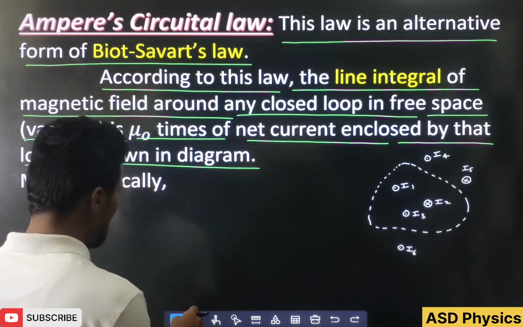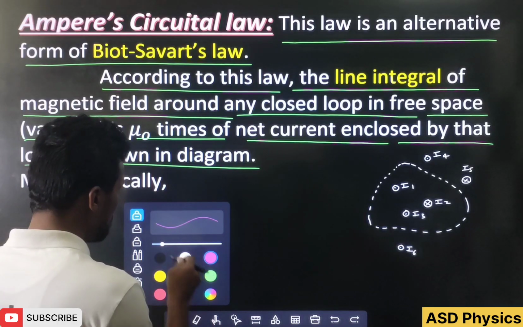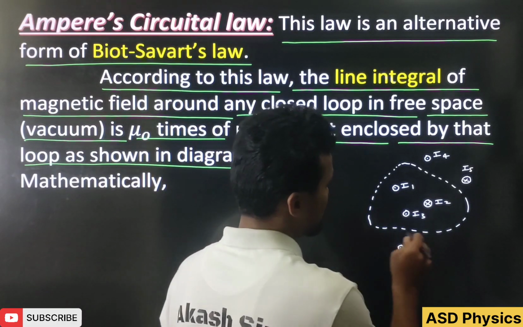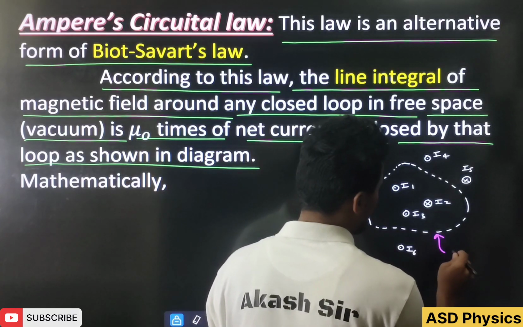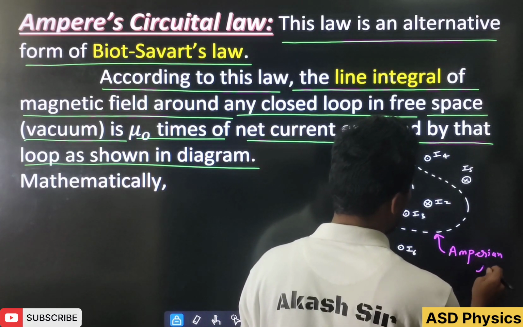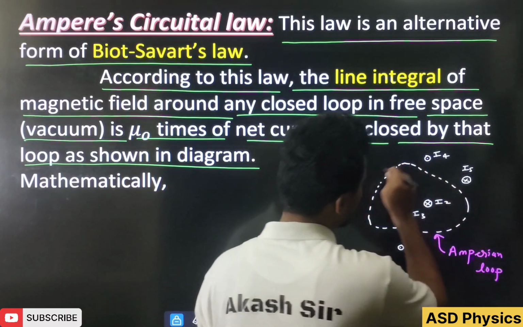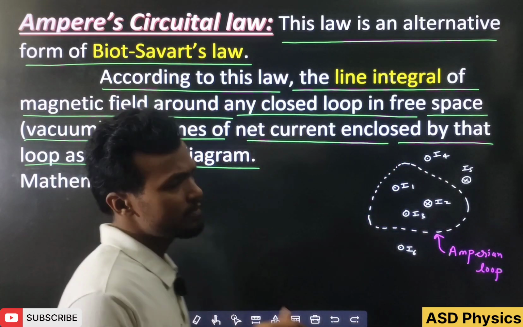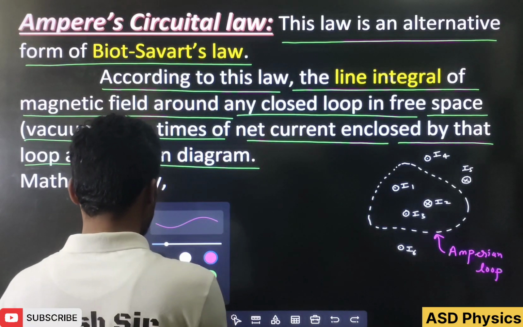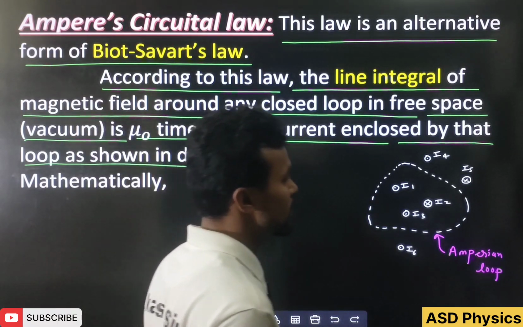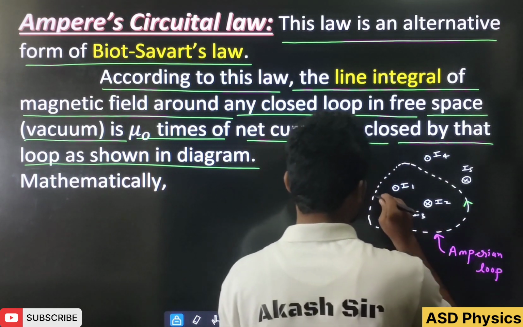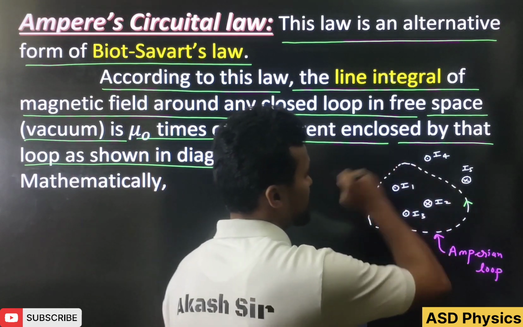Okay, now after that, if we want to write this law, see here, the diagram is there. So remember that this is called the Amperian loop. It is an imaginary line, so I have drawn it with dotted lines. Even in some books they can draw it in a solid line also, not a problem. Okay, and this Amperian loop will have some direction. What I have taken here, for example, is anti-clockwise.